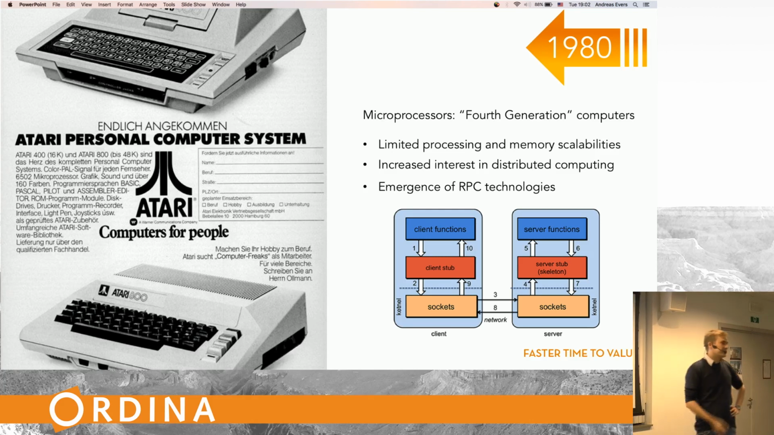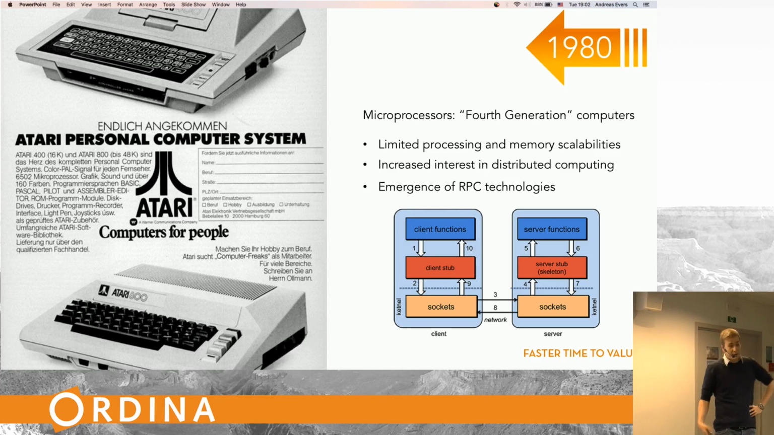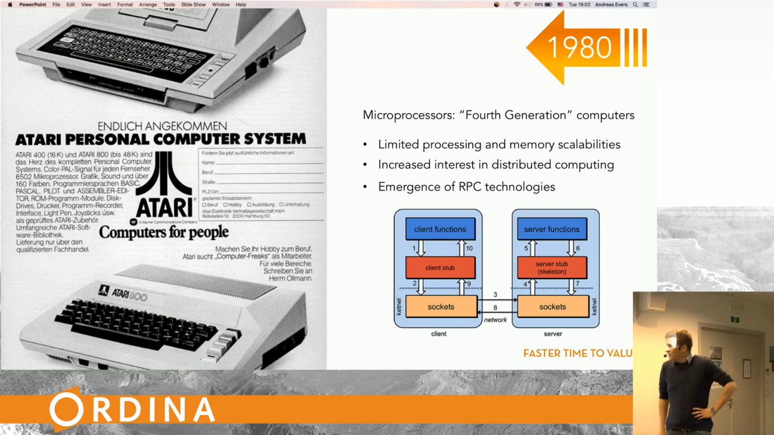So Intel invented the first microprocessors, and they quickly became very, very common. And here you can see the Atari, first personal computer system. And these microprocessors allowed companies to build computer systems without having to buy these huge monolithic mainframes, which were very expensive at that time. Okay, so with these microprocessors, we had smaller computers, and we had limited processing and memory capabilities, of course. We didn't have this very expensive machine anymore.